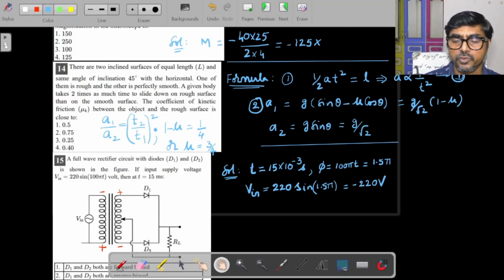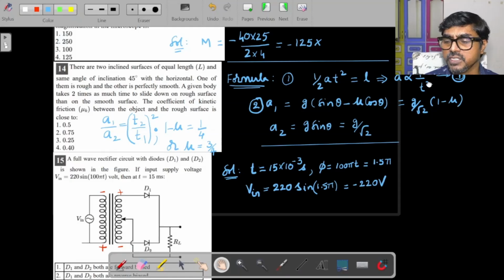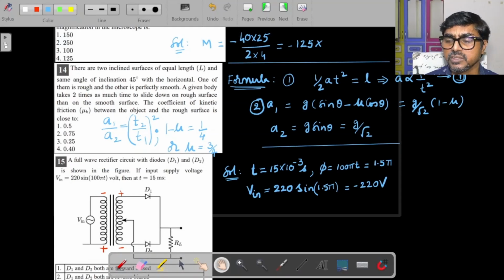Okay. So, the formula is what? Half a t square equal to L. Kinematic equation, initial velocity is 0 because they are starting from rest. Okay. So, here what is same? L is same. Okay, that means acceleration is proportional to 1 by t square, or t is proportional to 1 by root of acceleration. Okay, this is one equation we have.